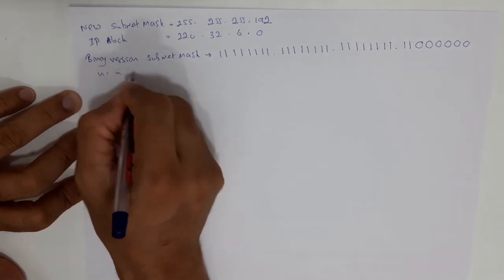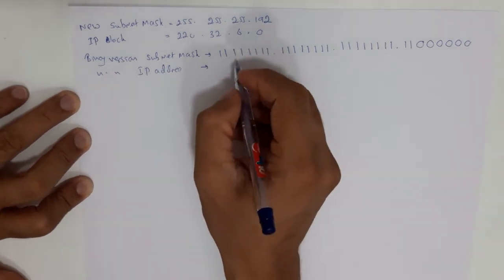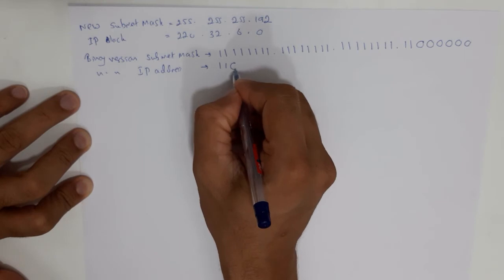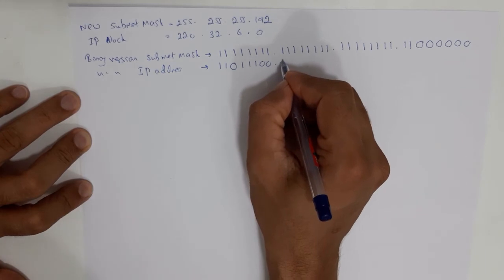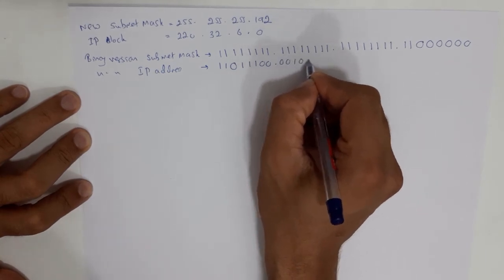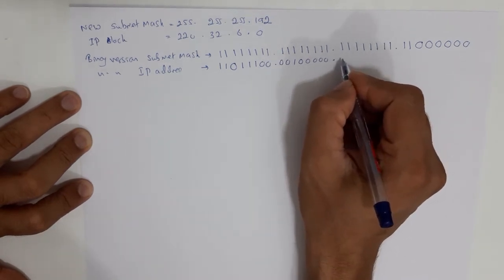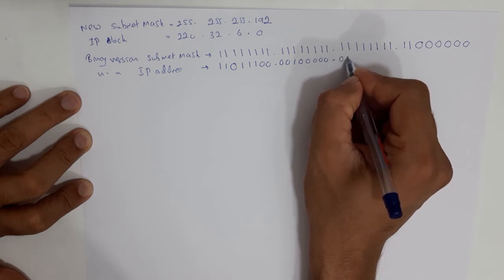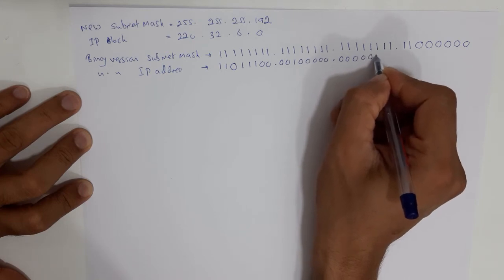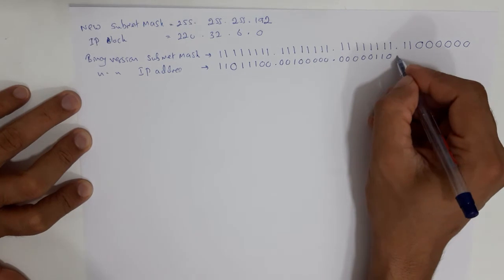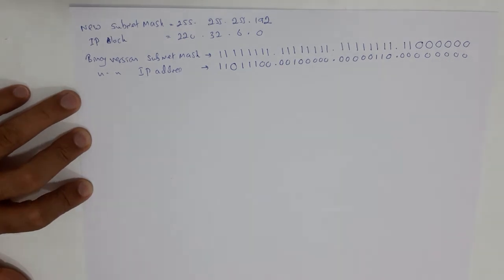And then I may go for the binary version of the IP address or IP block. So 220 in binary means 1, 1, 0, 3 ones and 00. Next one is 32. This is 128, 64, 32, 0, 0, 0, 0, 0. Other one is 6. 128, 64, 32, 16, 8, 4, 2, 1. And the last block is 0. Now these are the binary versions.